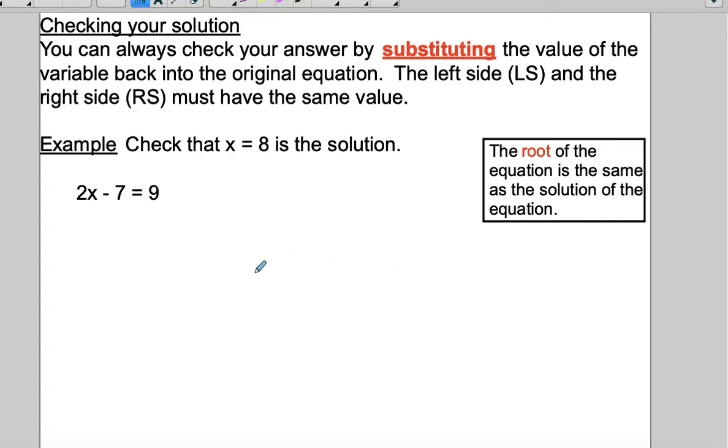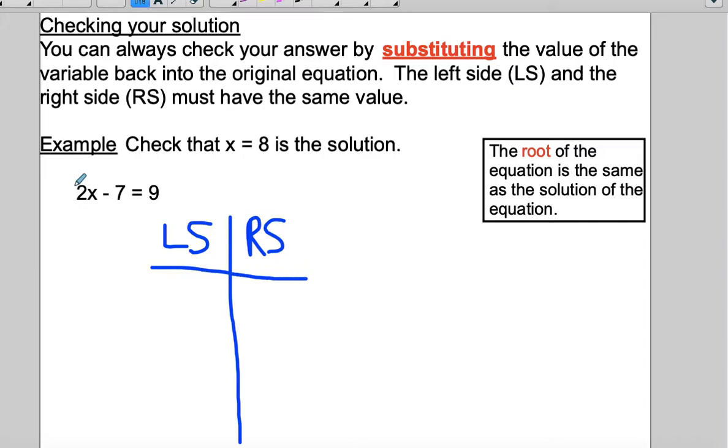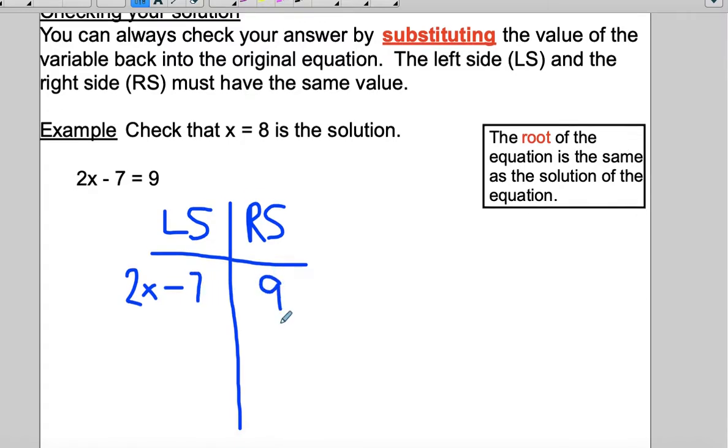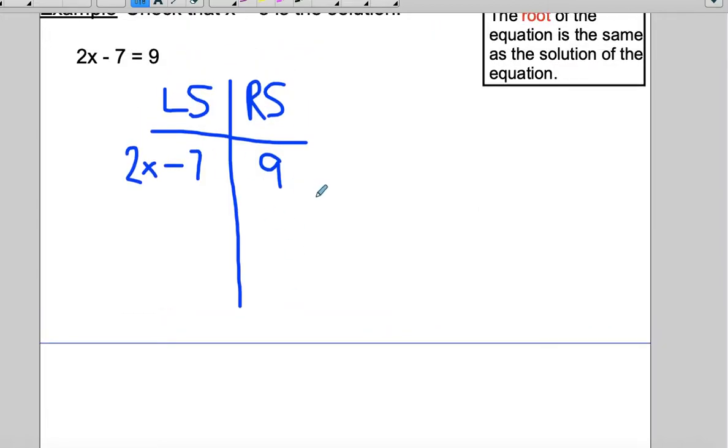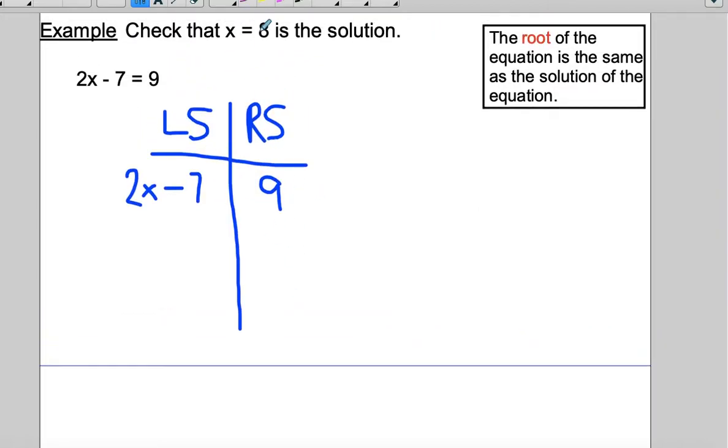So if we're doing a check here, we're going to set it up again, left side, right side check. Remember, we're using a t-chart. We're not using equal signs. So the left side of the equation here has 2x minus 7, and the right side is 9. So the right side's already in its simplest form, so we can just leave that as a 9.